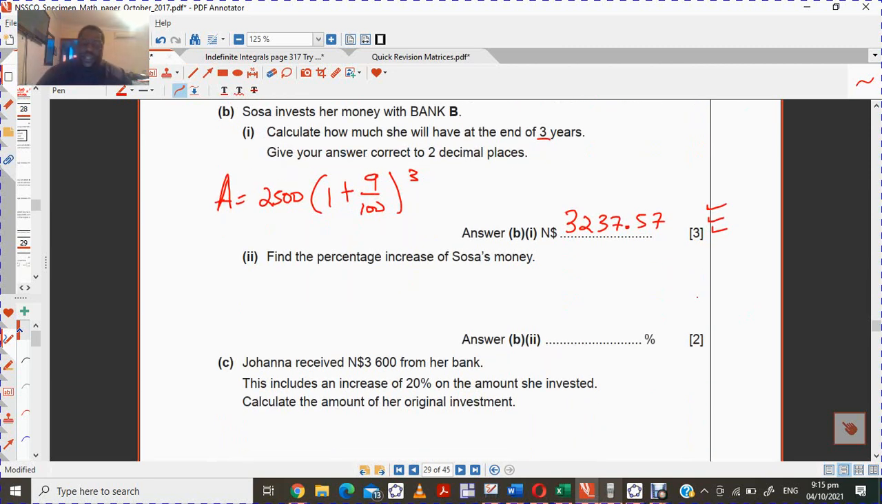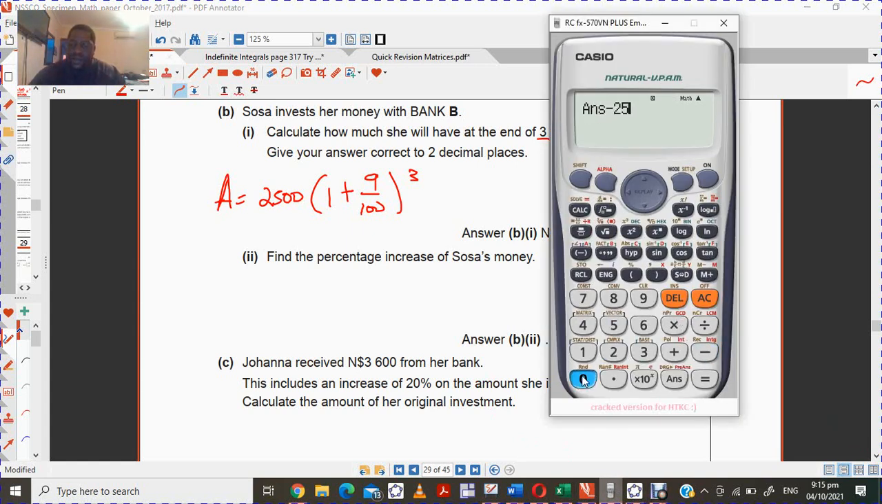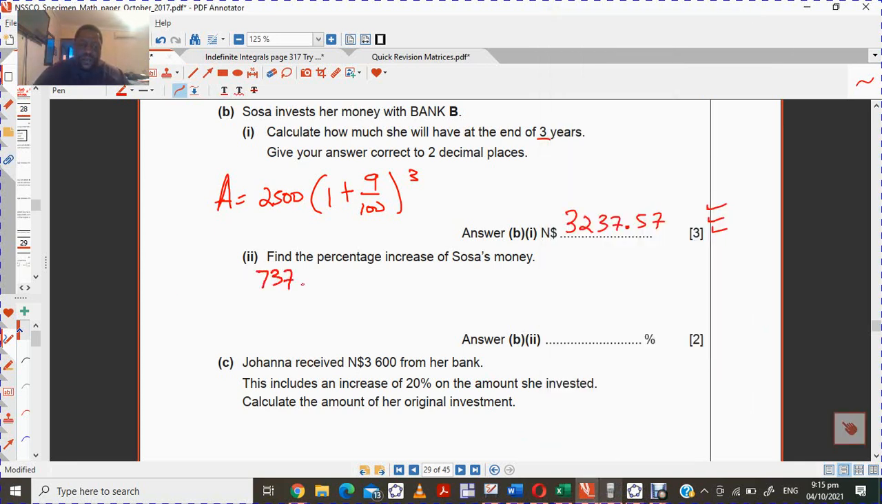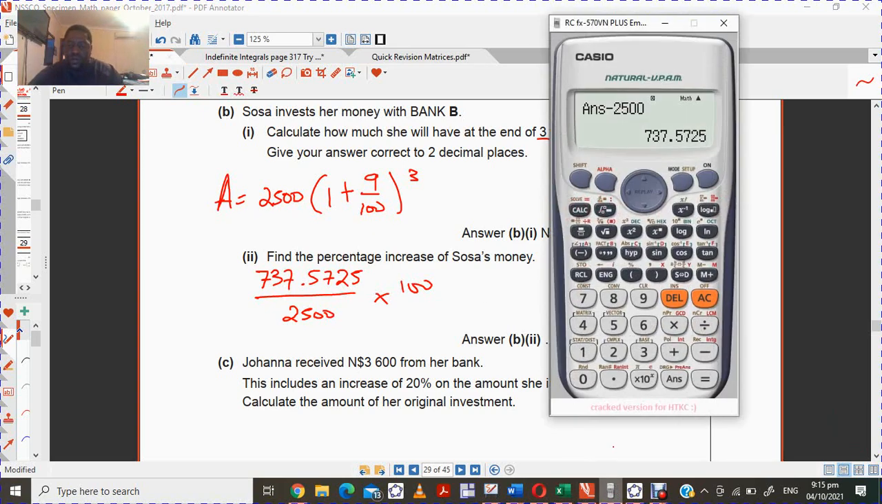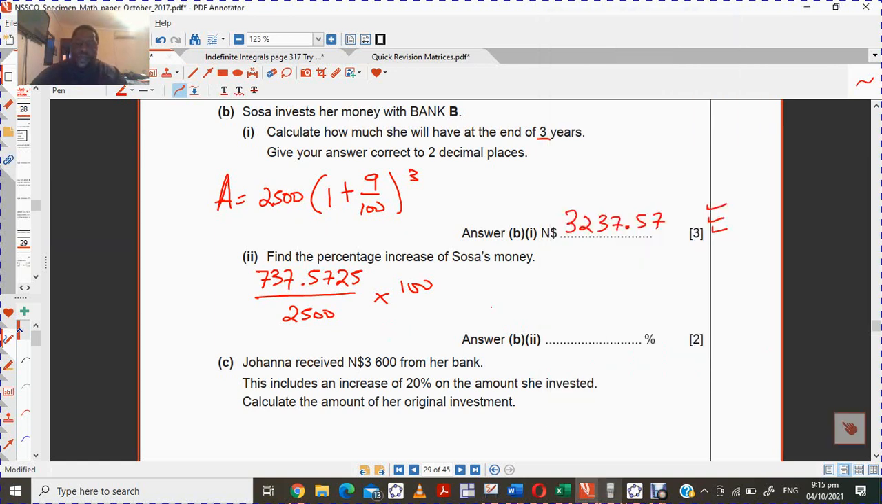Now you're saying find the percentage increase of Sosa. Now let's bring my calculator back. Let's take away 2,500 here. So I've got 737.57. And then I'm going to put that over 2,500, and then I'm going to multiply that by 100. So divide that by 2,500, multiply that by 100. Gives you 29.5029. So it's 29.5% to 3 significant figures.